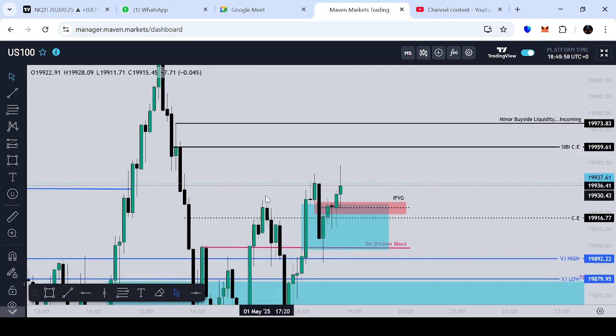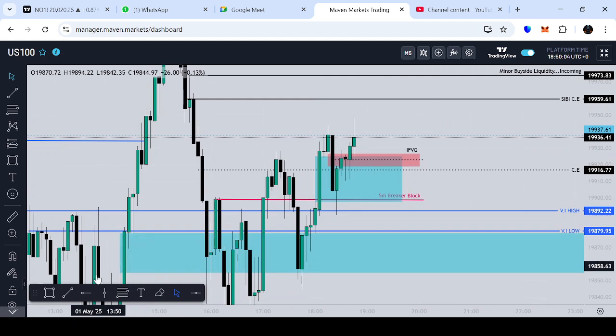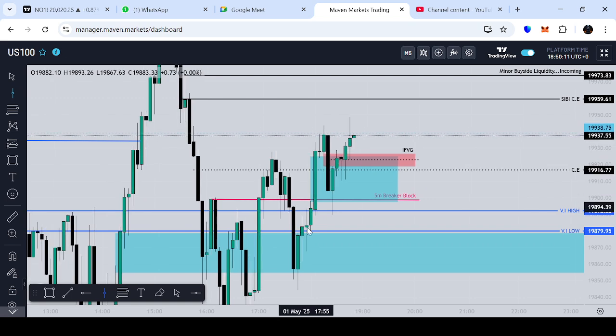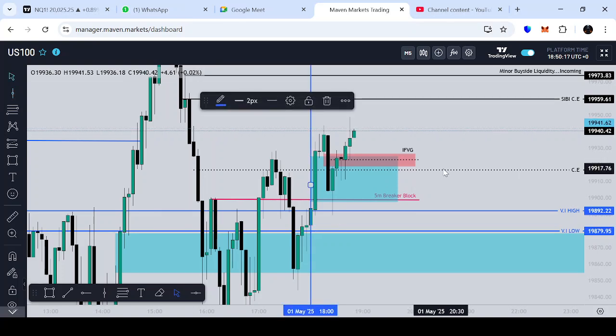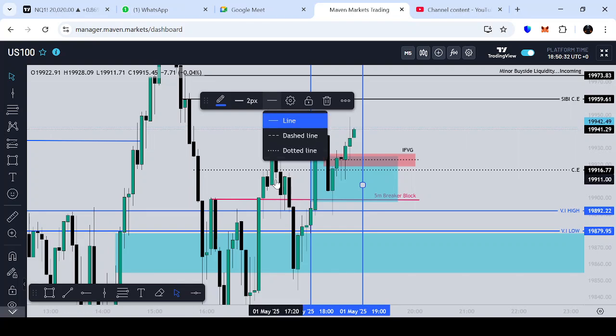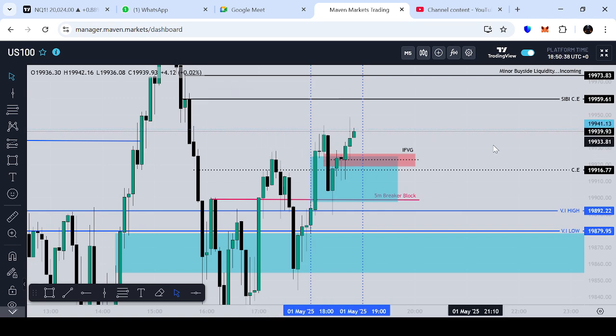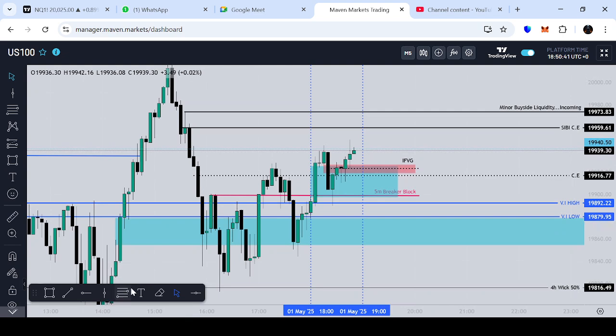This is a macro time, 2 to 3 PM, the silver bullet. That is 2 to 3. It's a macro time.